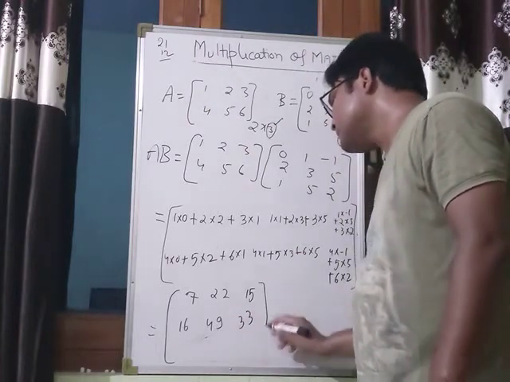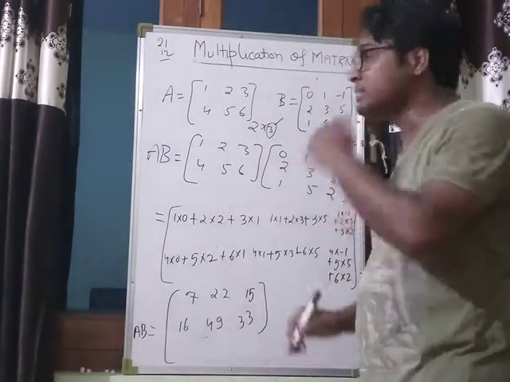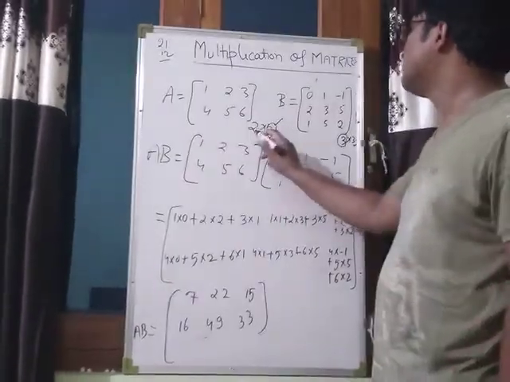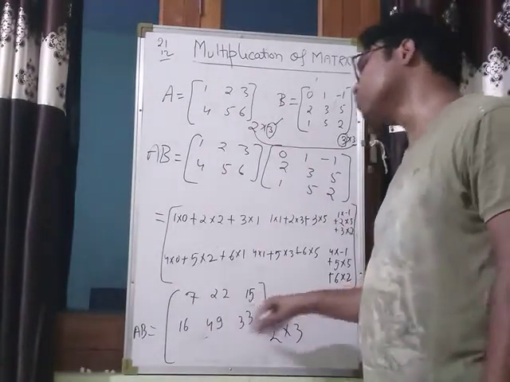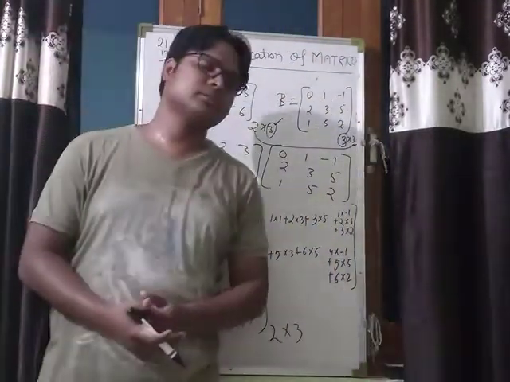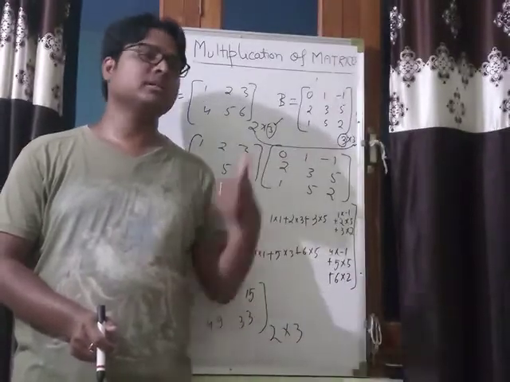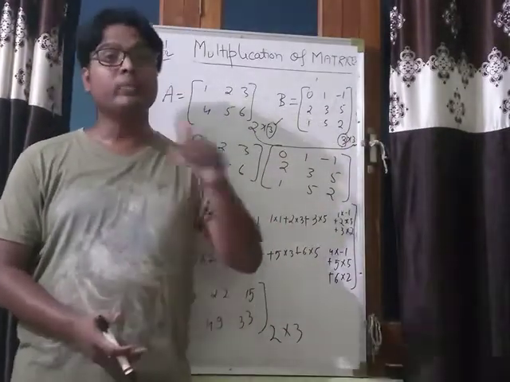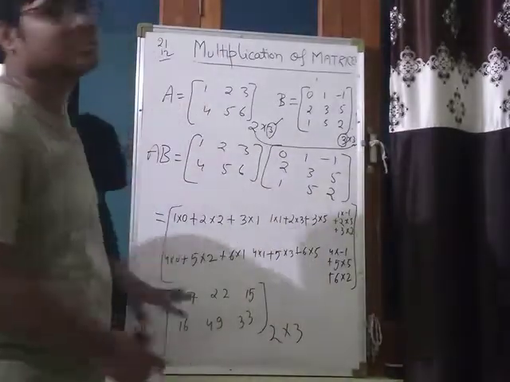So that is AB, and you can see what is its order. Its order is 2 by 3, 2 rows 3 columns. Now I think you understand how we can multiply a matrix with another matrix and when it exists. So in this case you can say BA does not exist.